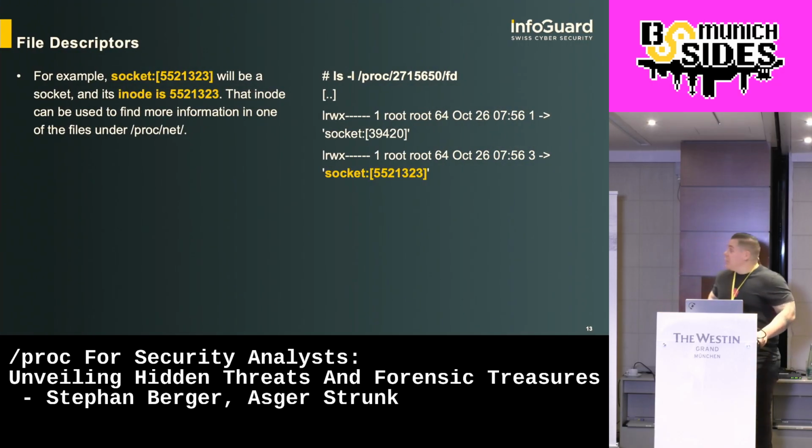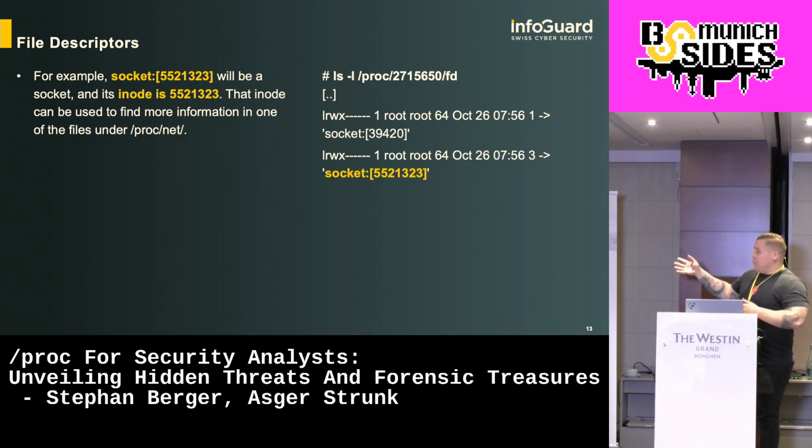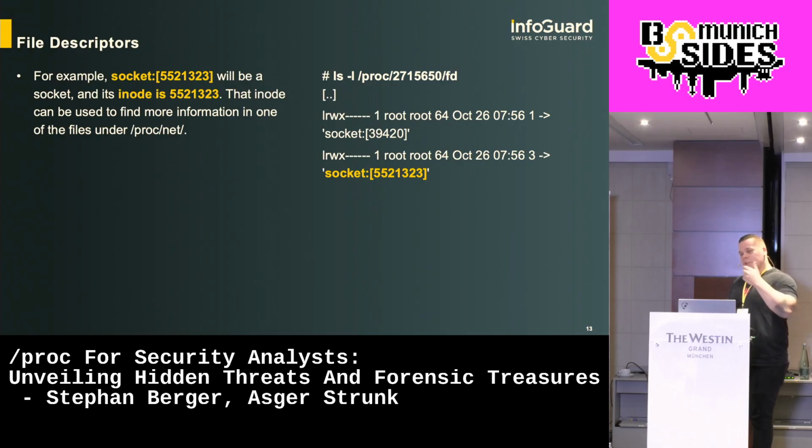Then there's the file descriptor itself. Those are again the different files that are open and presented with the inode number. So in Unix systems and Linux systems, inodes are essentially the metadata showing where the different files are located on a disk. And it's the same thing for network traffic, where you will see the socket colon and then the inode number. And you can use that afterwards if you go into /proc/net and figure out what's happening there.